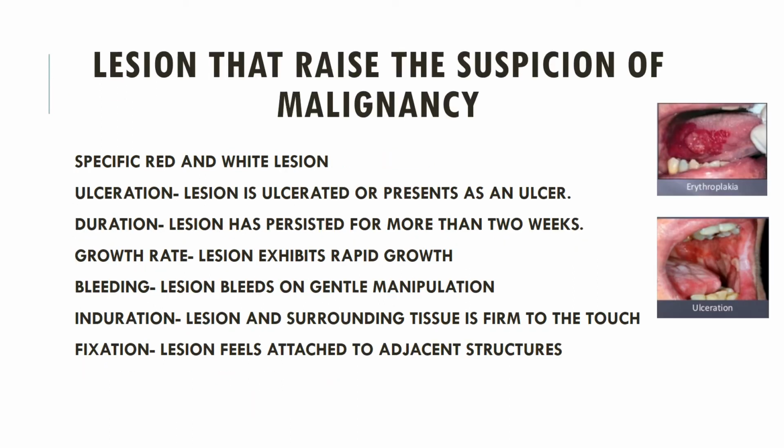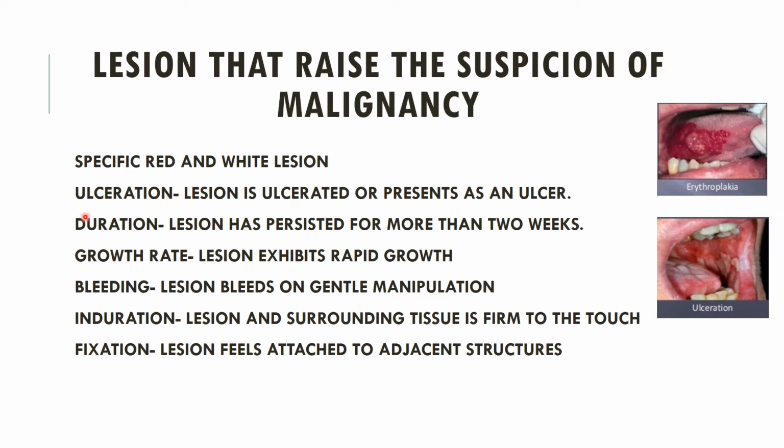The lesions that raise the suspicion for malignancy. So there are various lesions that help us suspect whether it is a malignant lesion. First is the specific red and white lesion, which can be erythroplakia. So the lesion is totally red, or it has a speckled red appearance. That can be a lesion that can be suspected as malignant. So this is erythroplakia.